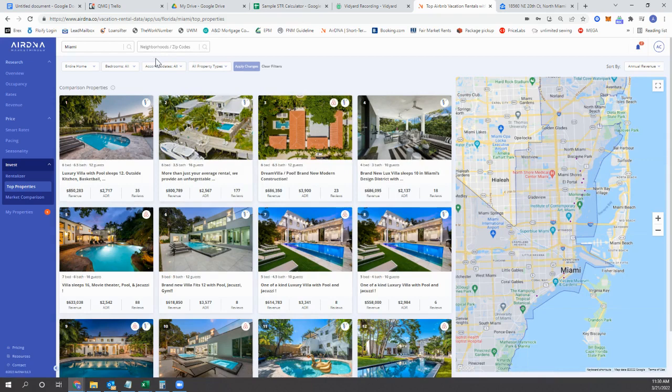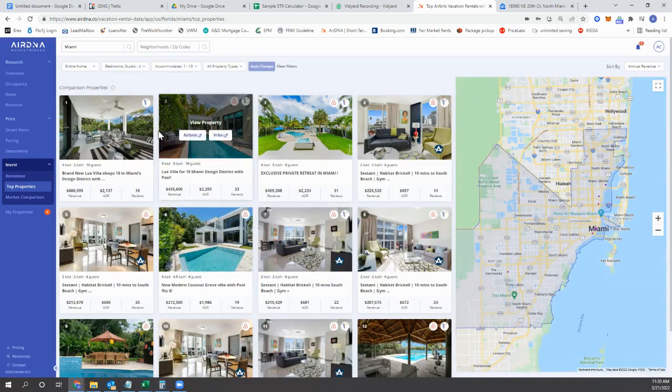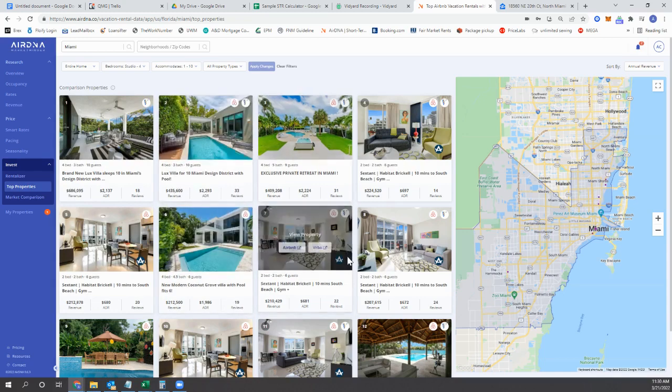Amenities and physical location. We have a 4-bedroom. We're going to drop that down to 4. Cannot accommodate more than 10. Let's apply changes. Okay, so top properties are killing it. They are doing fantastic. So let's take a look and see where realistically we may be able to fall in here.